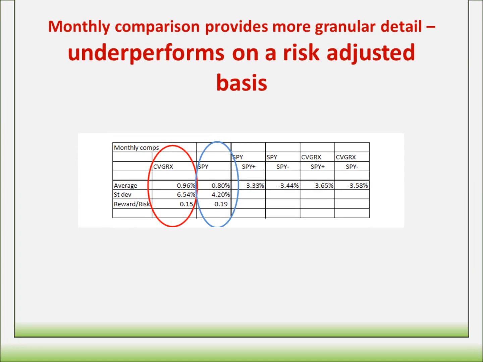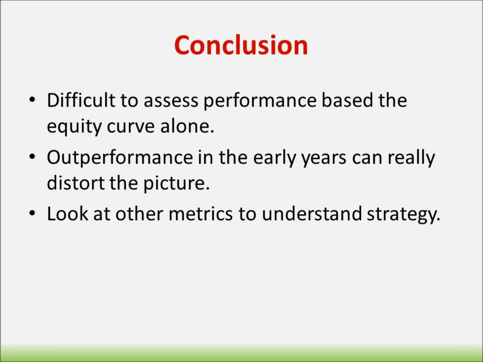And so on a risk-adjusted basis, the SPY actually does better. And so in conclusion, there is a lot more than meets the eye with equity curves, and outperformance in the early years can really distort the picture. It can be difficult for the average investor to assess based just on looking at the equity curves. So you really need to analyze the performance data to understand the strategy, and we have provided some of the metrics that we use.